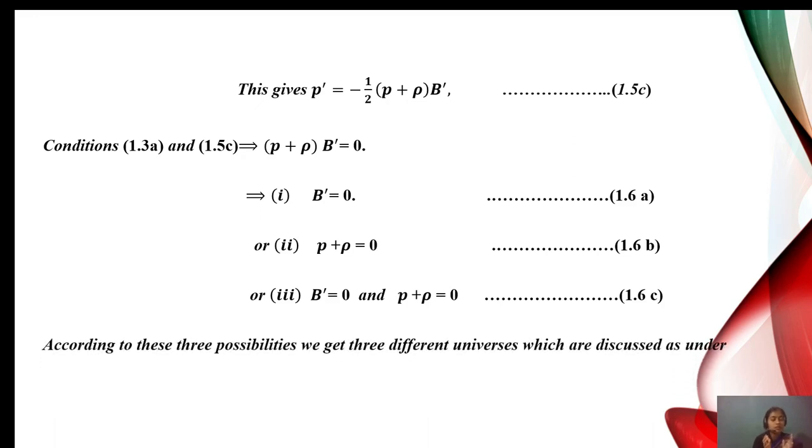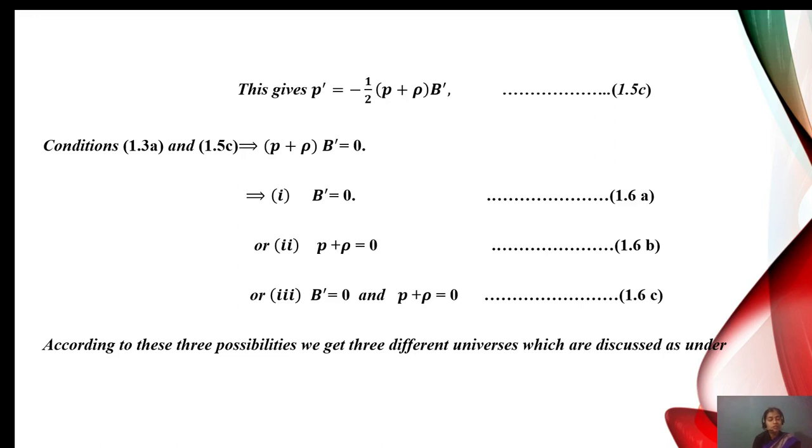Then according to these three possibilities we get three different universes, which are discussed as follows. These are the three conditions giving different types of universe. First, b' equals 0. Second, p plus rho equals 0. And third, the combination of the two, that is b' equals 0 and p plus rho equals 0. According to the three possibilities, we will discuss each in turn.